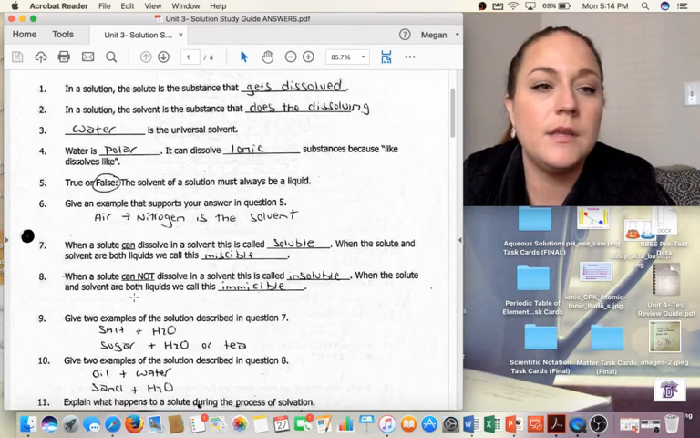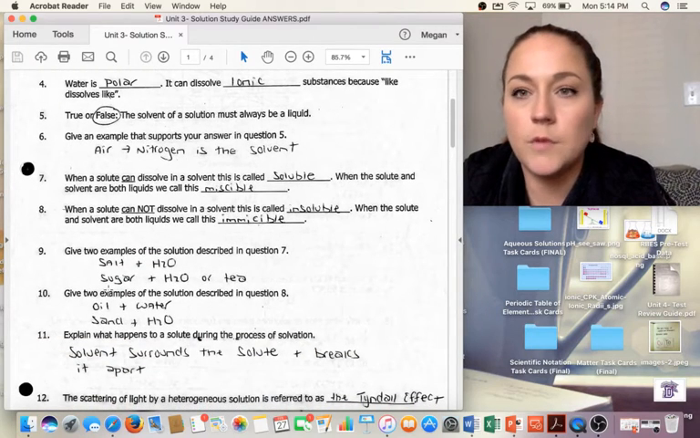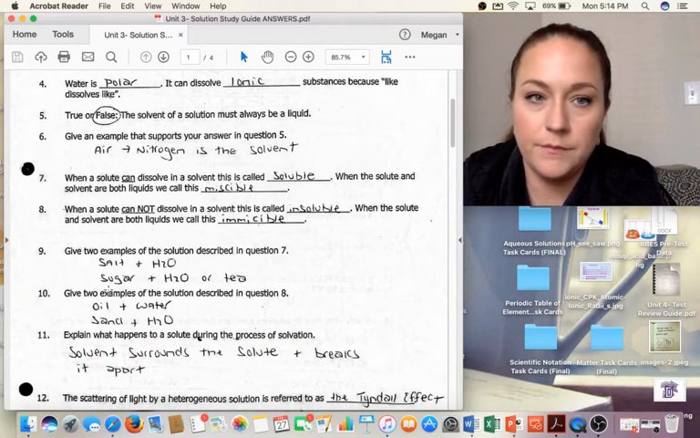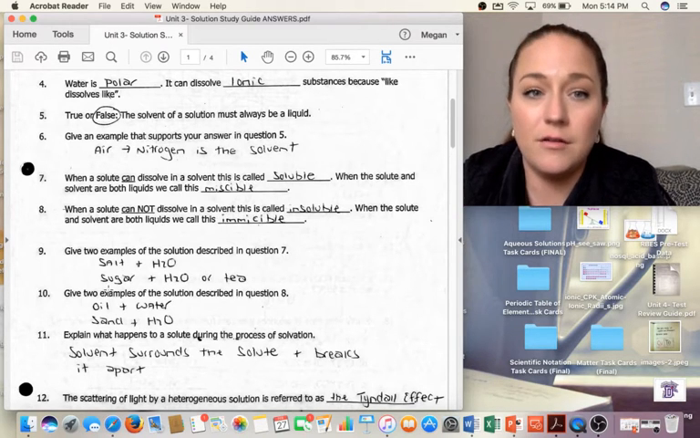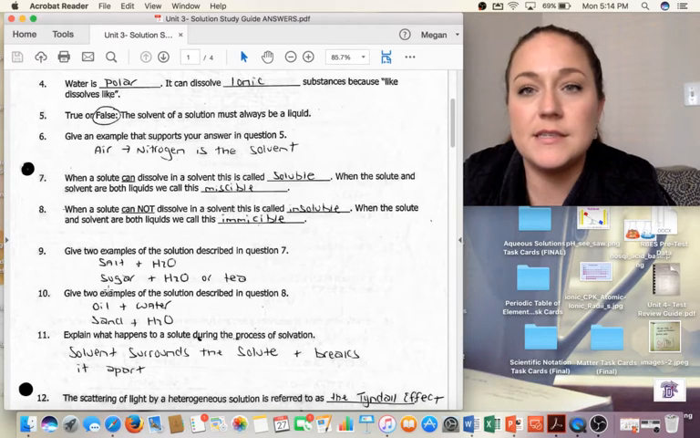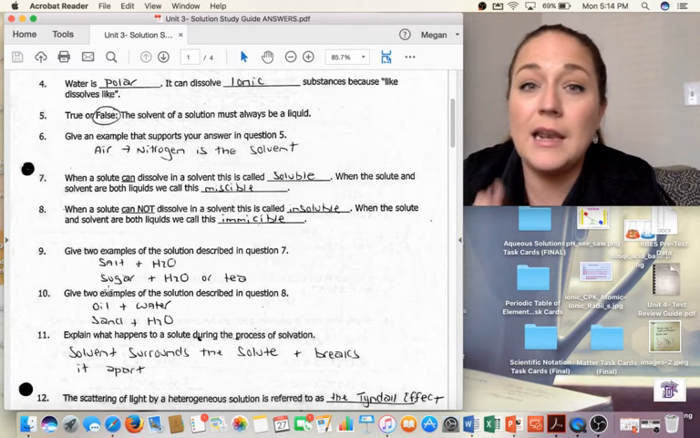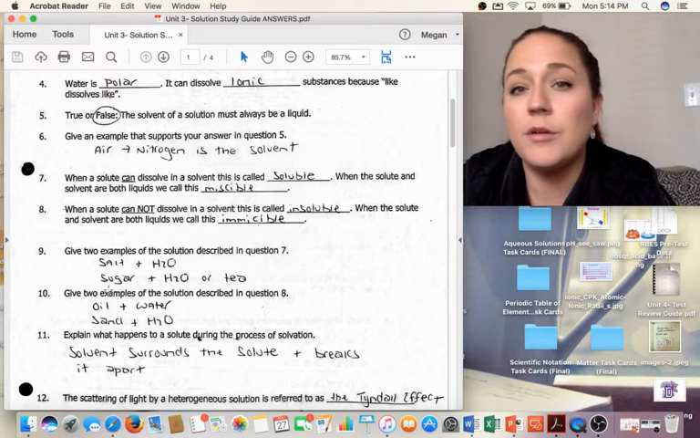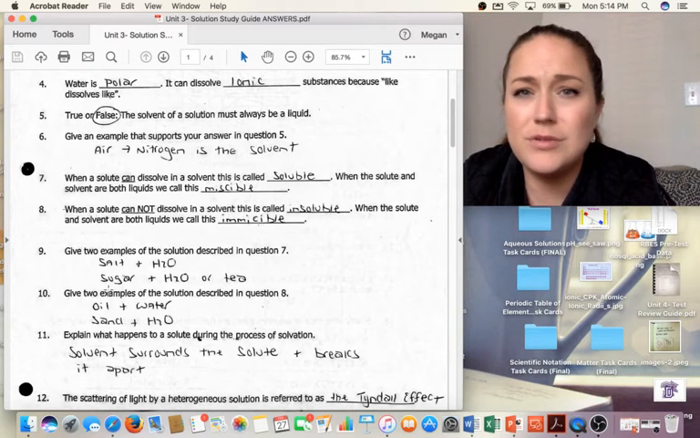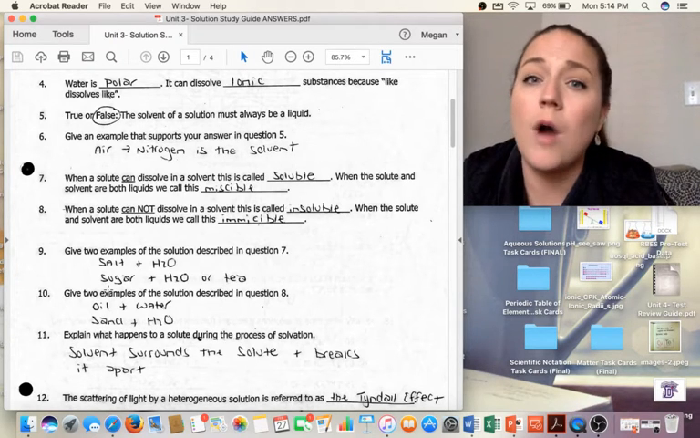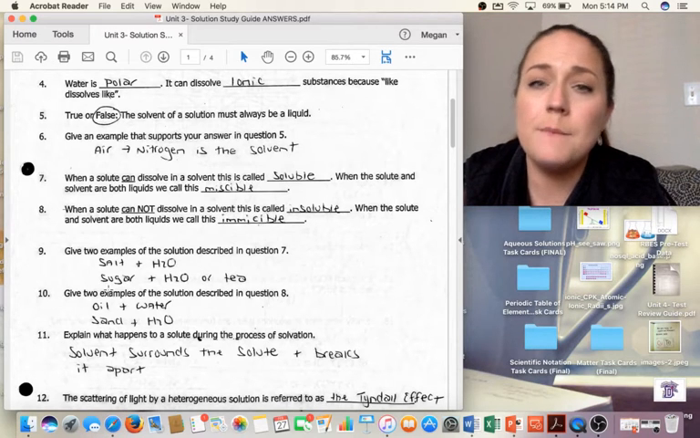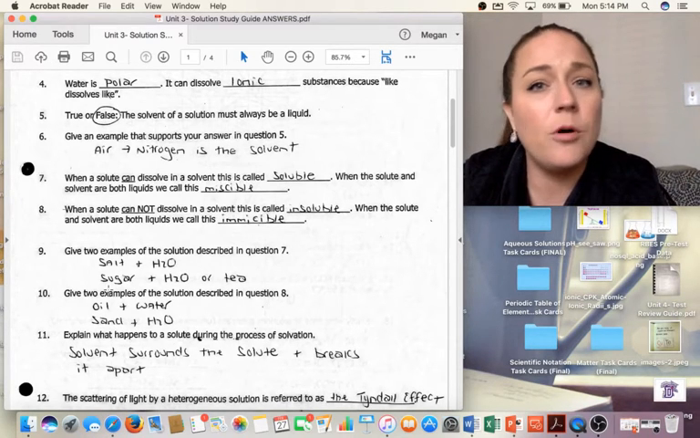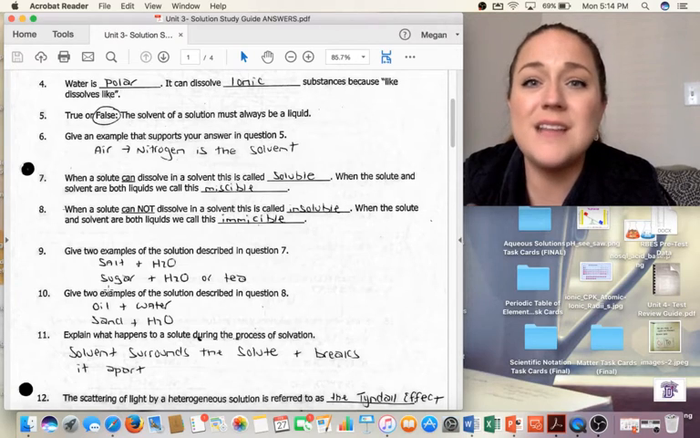All right. Number 4, water is polar. So because it's polar, it can dissolve ionic substances because like dissolves like. Remember that oils do not interact with water. They are immiscible to each other because water is polar and oil is nonpolar.